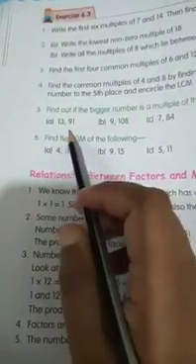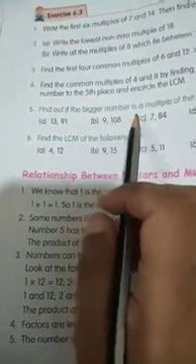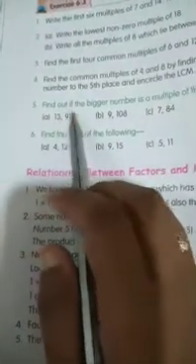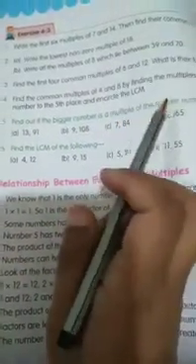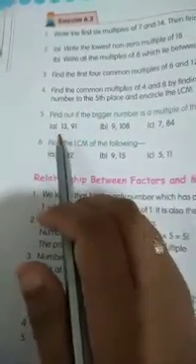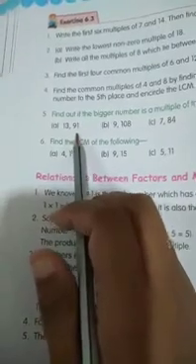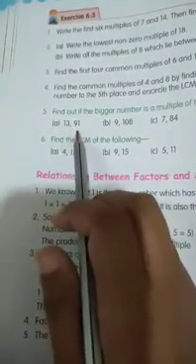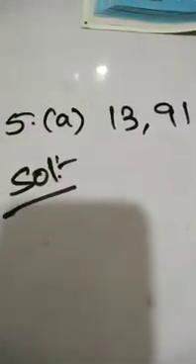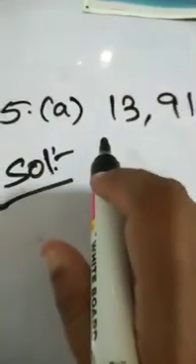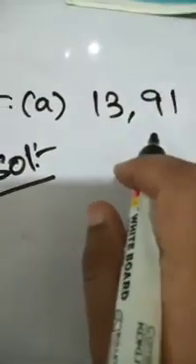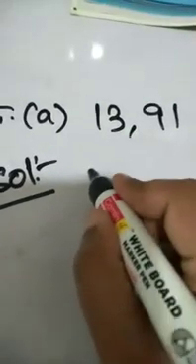Next, we have to find out if the bigger number is a multiple of the smaller number. Fifth bit, first question: 13 comma 91. So let us solve this.